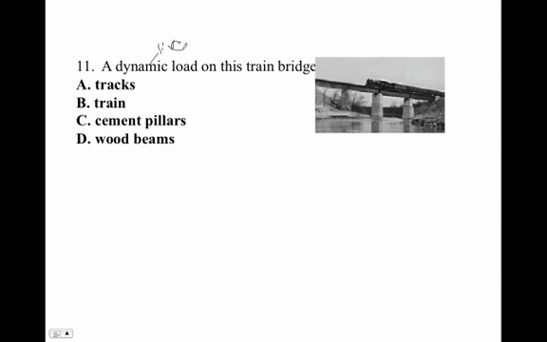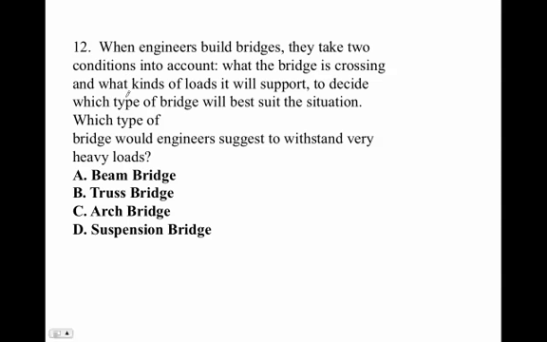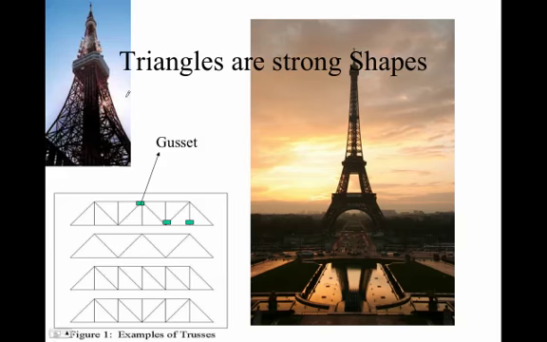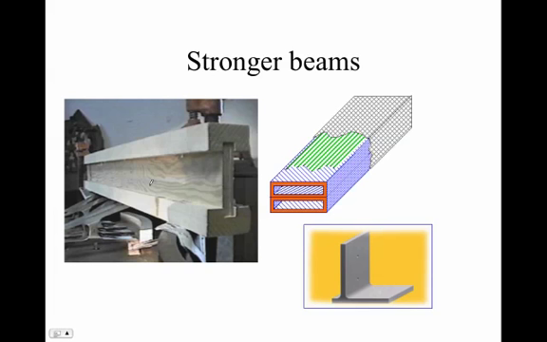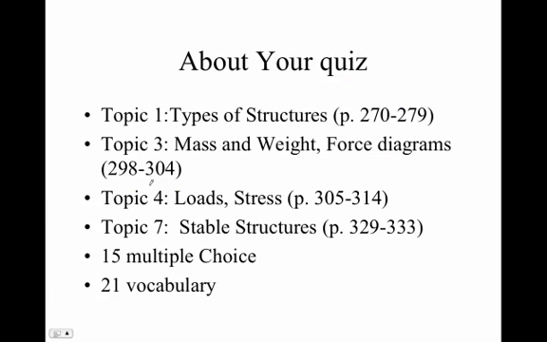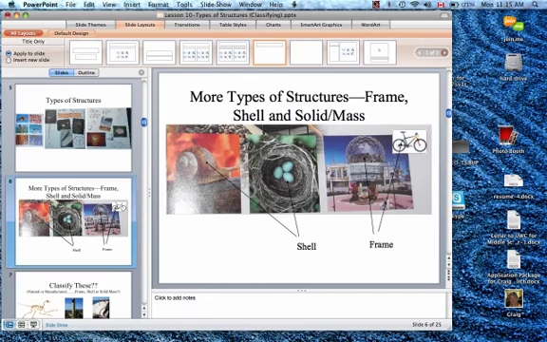A dynamic load on this train bridge is, so dynamic or live load means it's always changing. It's not part of the structure. So that would be the train. Engineers take 2 conditions into account: what the bridge is crossing and what kinds of loads to decide which type of bridge. So which type of bridge would engineers suggest to withstand very, very heavy loads? A truss bridge. And that's it. I hope you enjoyed this topic.